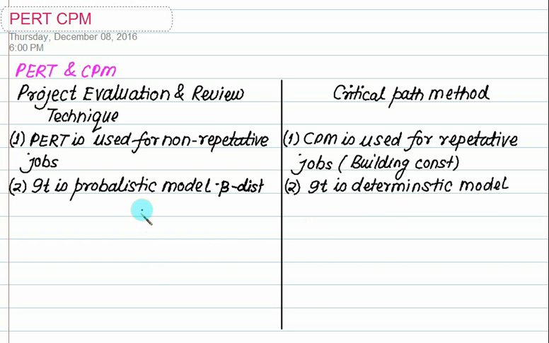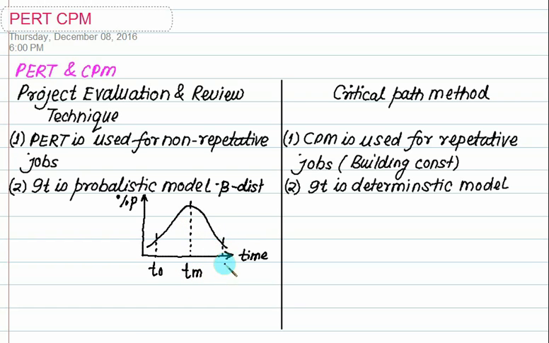The beta distribution is given by this curve. This is the percentage of probability, and this one is time, and this one is called the beta distribution. This one is the optimistic time. This one is called the most likely time, and this one is called the pessimistic time.